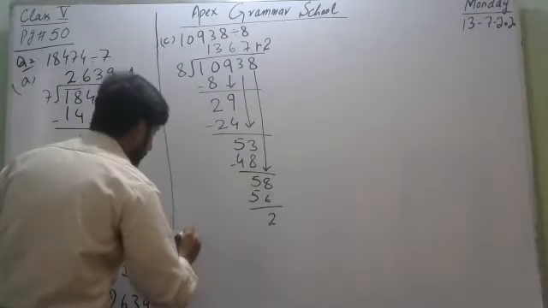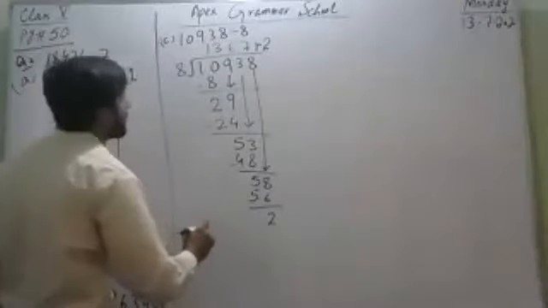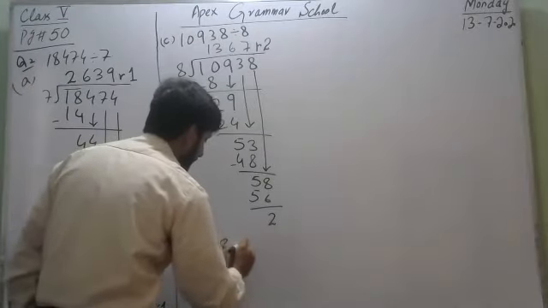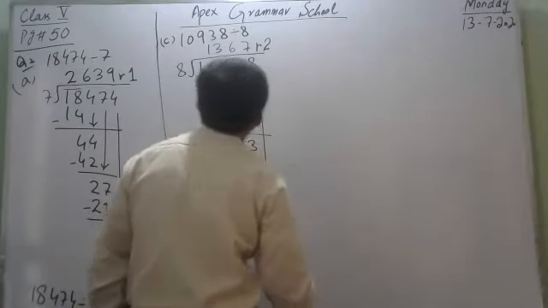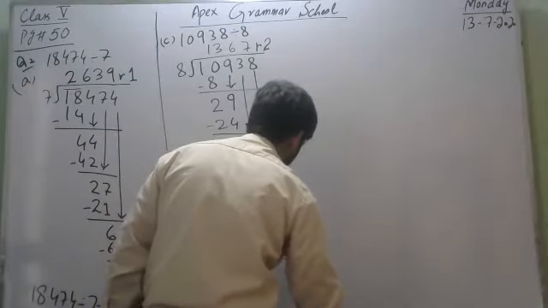Answer is 10938 divided by 8 equals 1367, remainder 2.